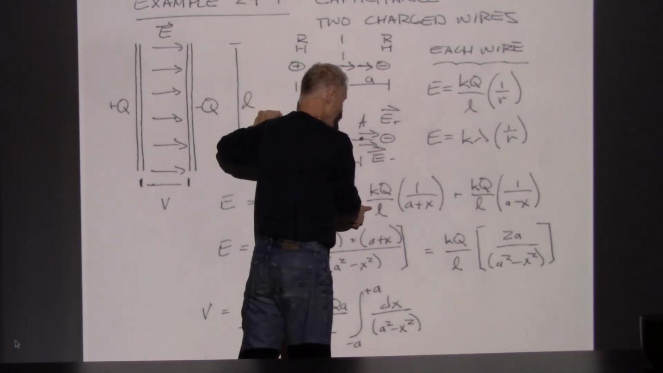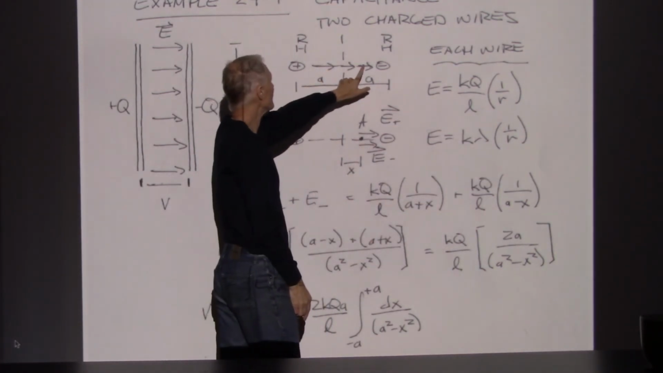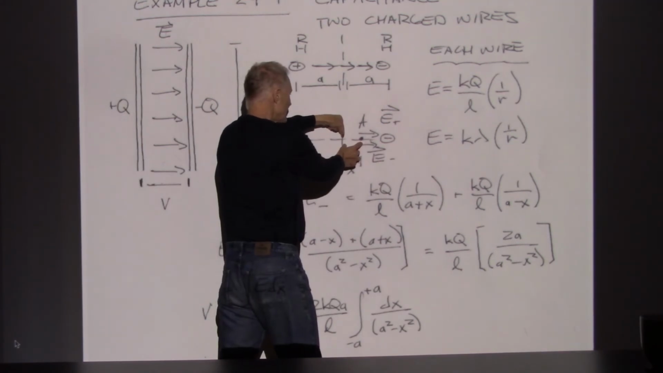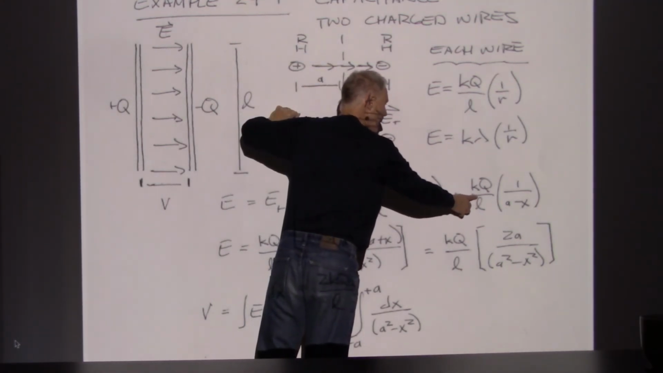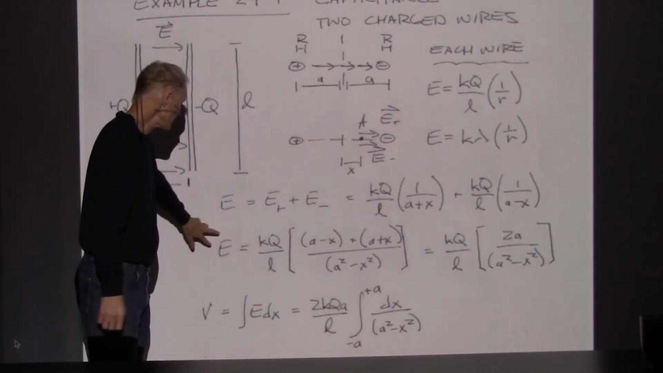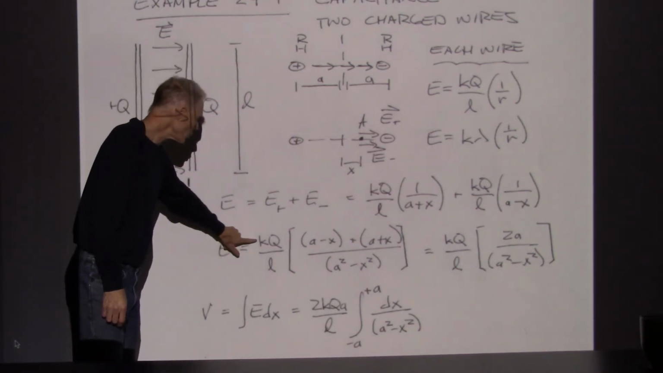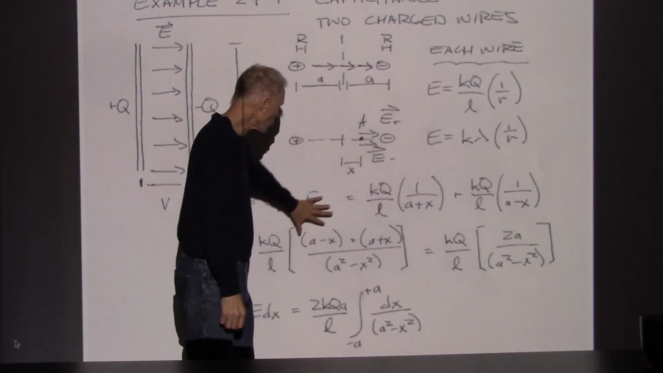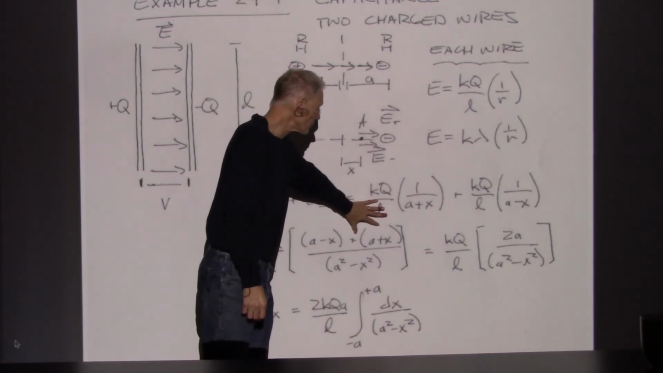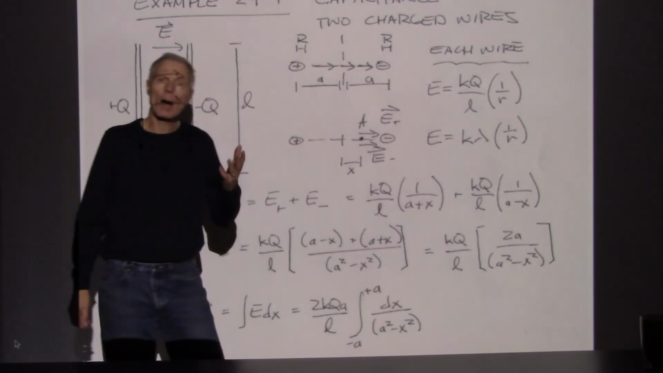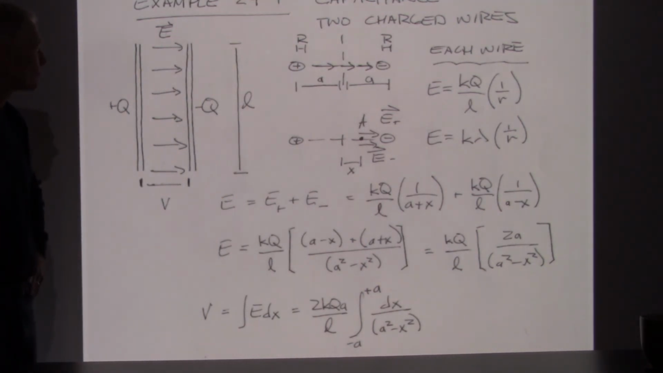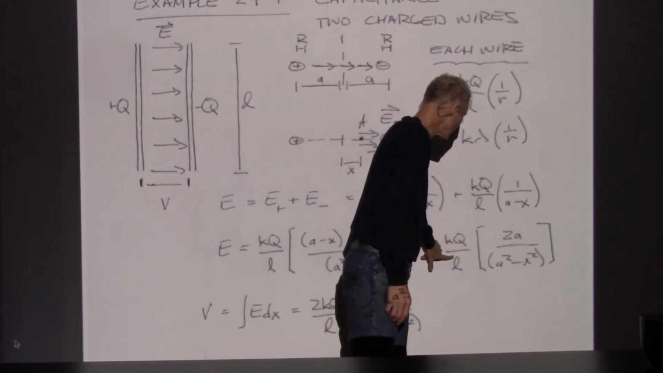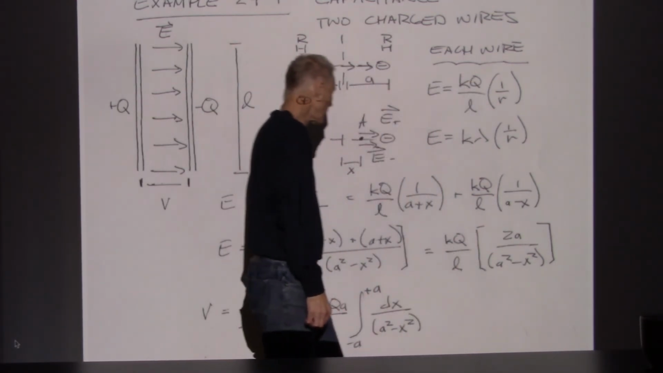I'm going to get kq over L times 1 over a plus x. If I have a point here, point A, that's located at distance a plus x. And then for the other wire, it's a minus x. And then I'm just going to add those together algebraically. So it becomes kq over L. I'm going to get a term of a minus x, plus a term of a plus x, over a common denominator, a squared minus x squared. And the x's cancel out. I'm going to get an electric field that is kq over L, 2a over a squared minus x squared.